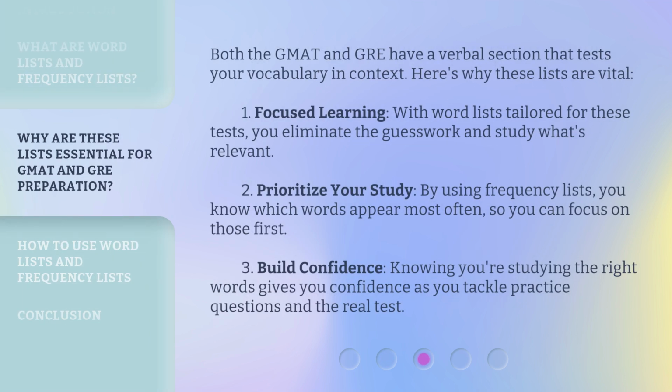Both the GMAT and GRE have a verbal section that tests your vocabulary in context. Here's why these lists are vital. 1. Focused learning. With word lists tailored for these tests, you eliminate the guesswork and study what's relevant. 2. Prioritize your study. By using frequency lists, you know which words appear most often, so you can focus on those first. 3. Build confidence. Knowing you're studying the right words gives you confidence as you tackle practice questions and the real test.